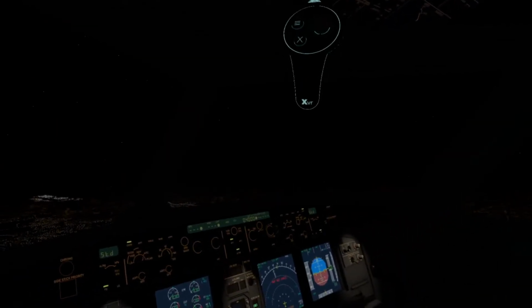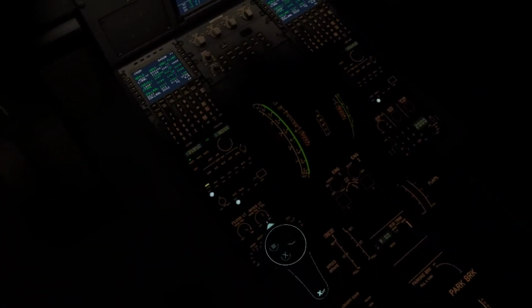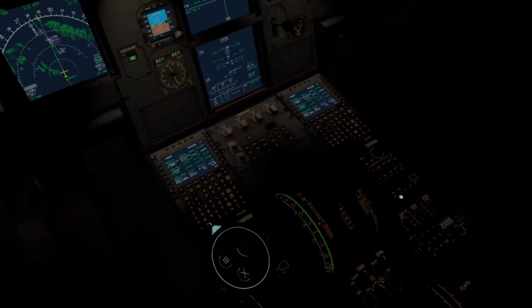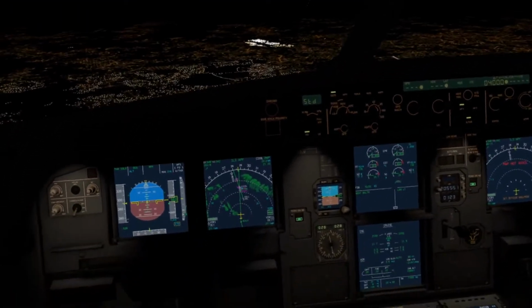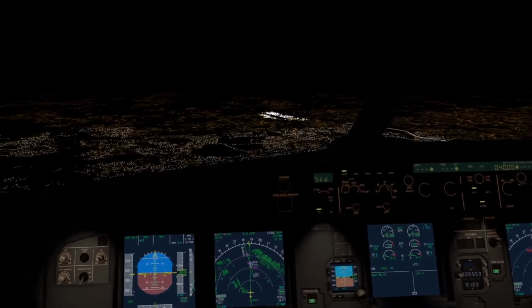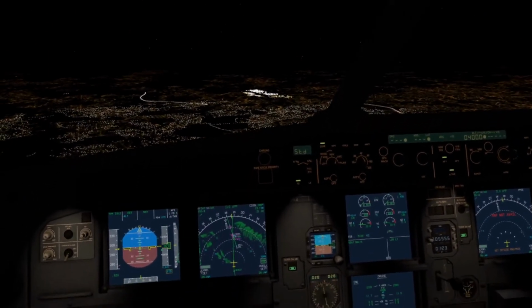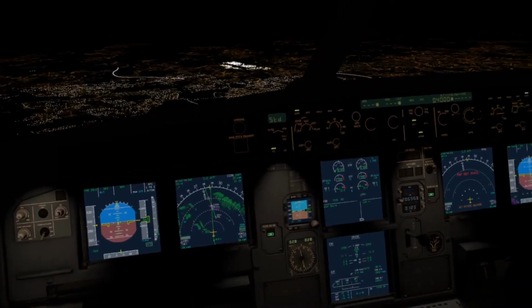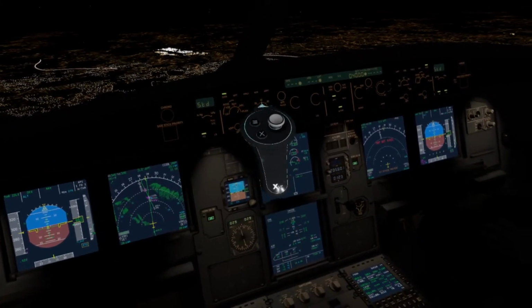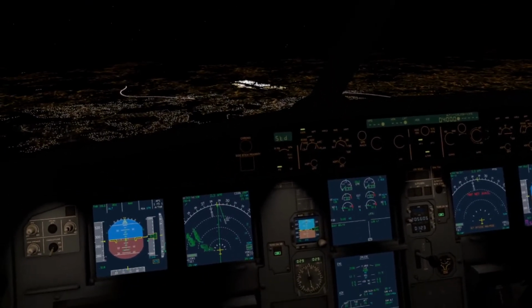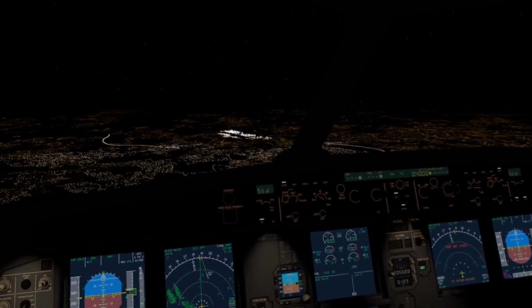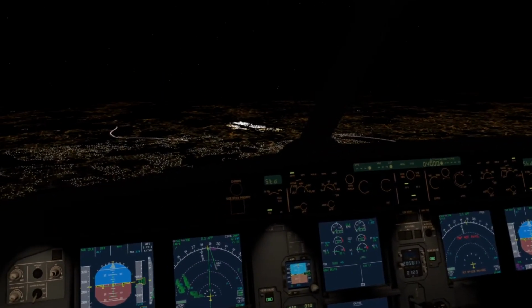Yeah, okay, let's turn on the lights here. Yep, so we are just there. As you can see, the lights are lighting up. So we're going to set this to 20 nautical miles, and then we're going to activate the approach phase. Ah, cool.